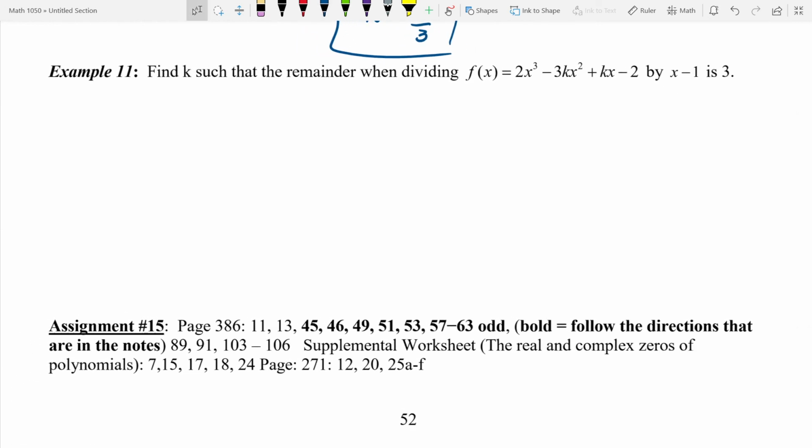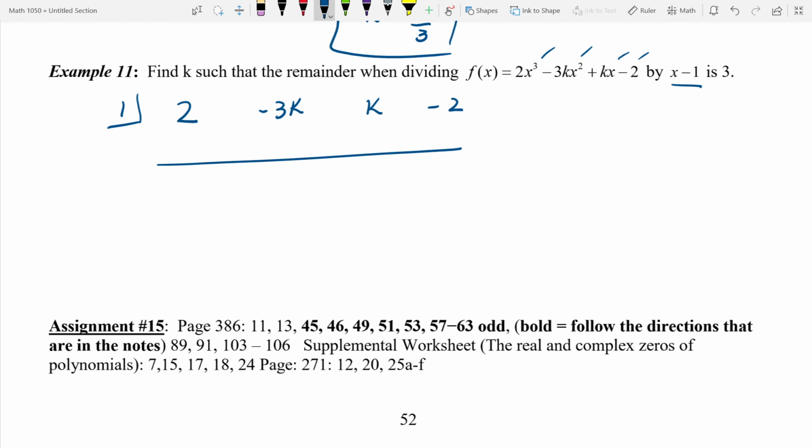Find k so that when you divide, your remainder is 3. Take x plus 1, set it equal to 0, you get a negative 1. I have a 3, a 2, a 1, and a constant, so I'm good. So I have a 2x to the third, a negative 3k x squared, a kx, and a minus 2. Draw your line. The 2 comes down. 1 times 2 is 2. A negative 3k and a positive 2 is a negative 3k plus 2.